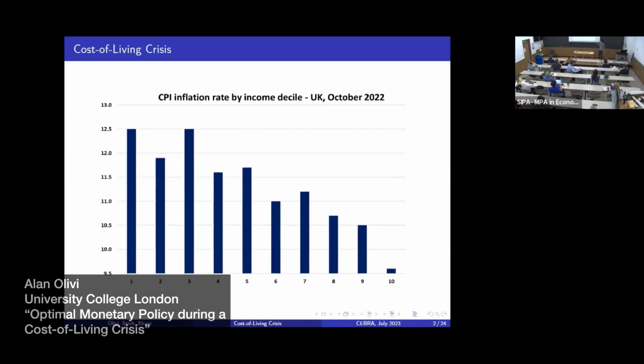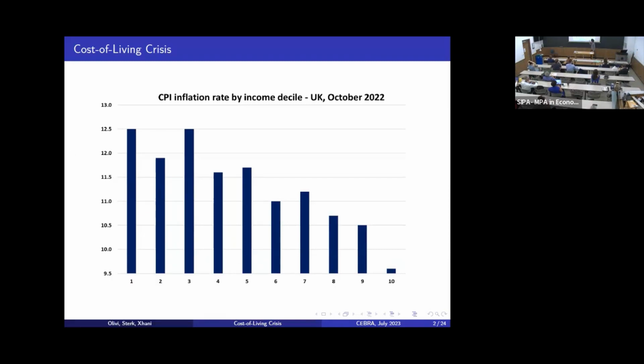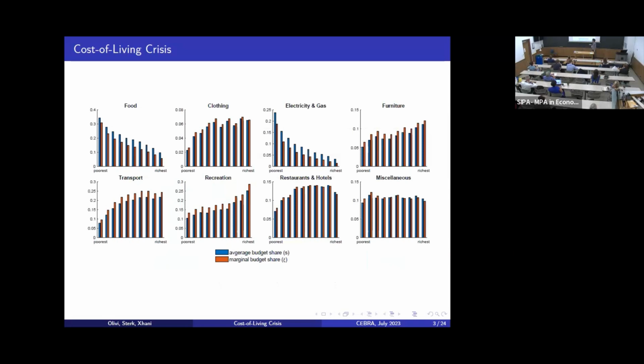The motivation for this talk is kind of this picture. The idea is that we look at the data from the UK, and they look at the inflation of the consumption basket of different households, ranked by their income. As you can see, the inflation of the basket of consumption of households at the bottom of the income distribution has been way higher than the inflation of households at the top of the income distribution.